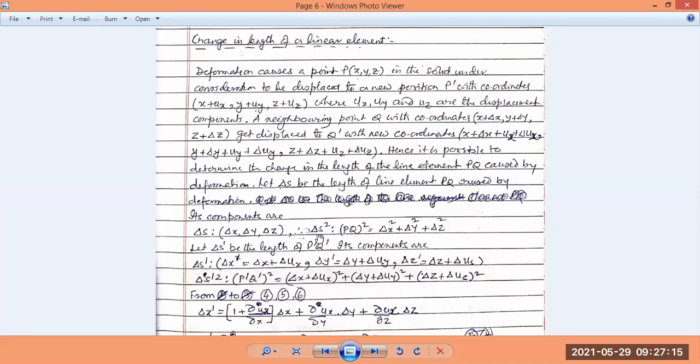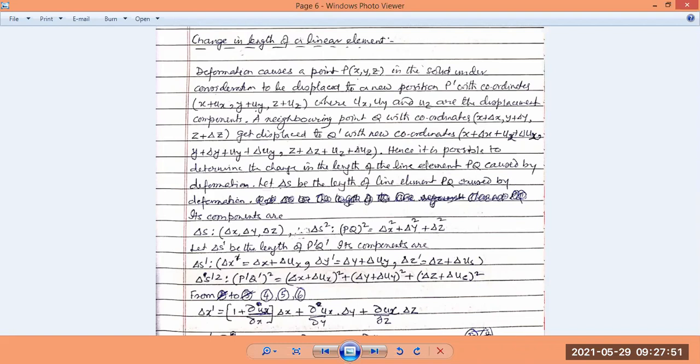Now, this is the length of PQ, which is delta S square, or you can take the square root if you like. It is not necessary from the point of view of our discussion. So the initial length of PQ we know as the square root of delta x square plus delta y square plus delta z square. Due to the change in position of PQ to P dash Q dash, the length delta S is supposed to change to delta S dash, which is the length of P dash Q dash.